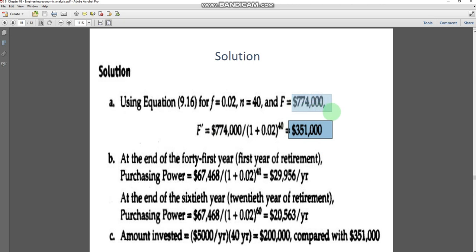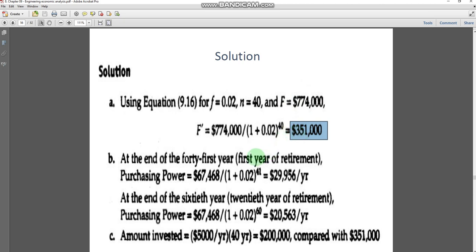So what we see here is that after 40 years of investment, we would have $774,000. But when we include the inflation of 2% every year, this value would be equivalent to buying something priced at $351,000. So when we include the inflation, the actual buying power of this cash is reduced to $351,000, because the prices of those things will keep on increasing due to the inflation. So the actual buying power of the money you would have after 40 years would be almost half the purchasing power of those equipments, or anything you want to buy.